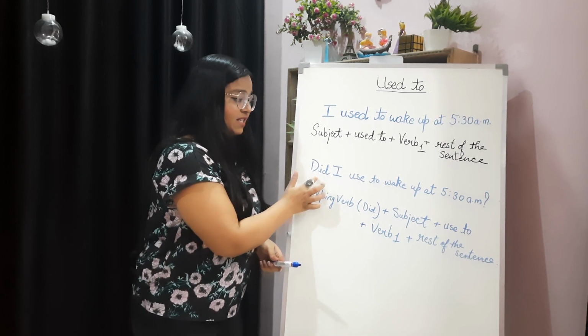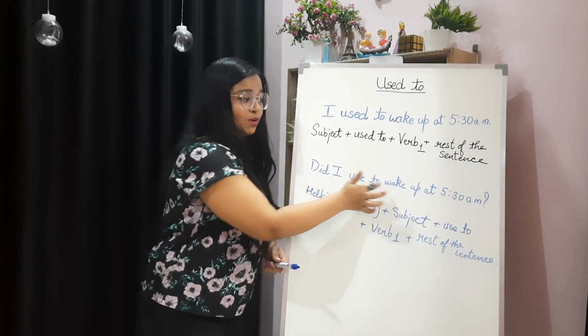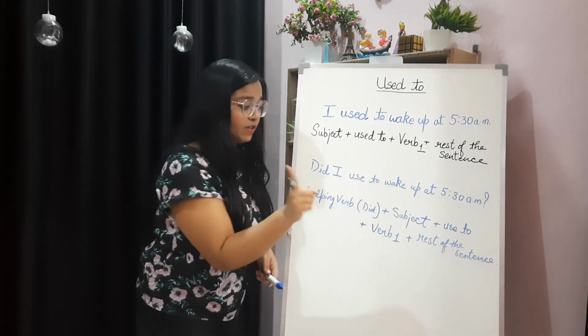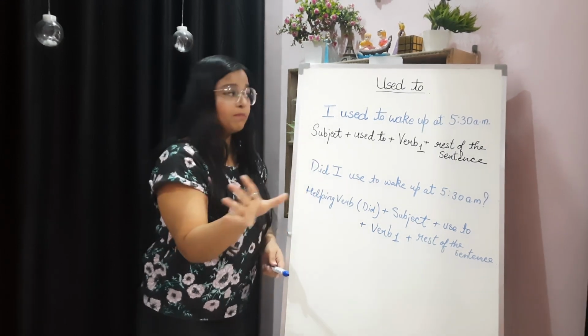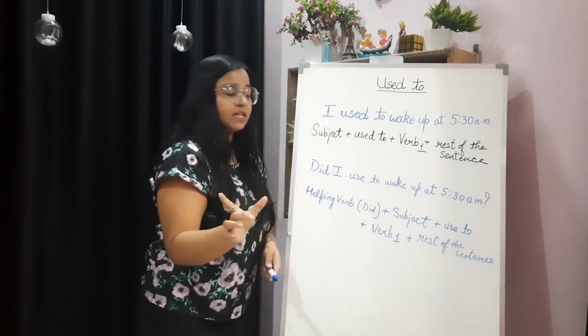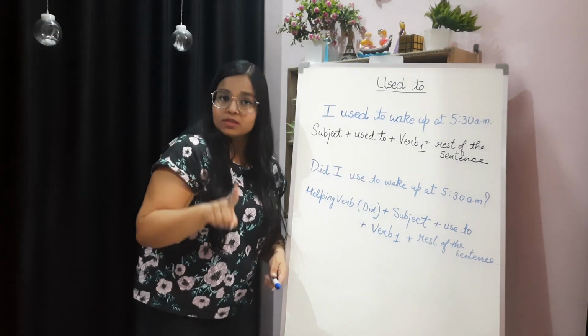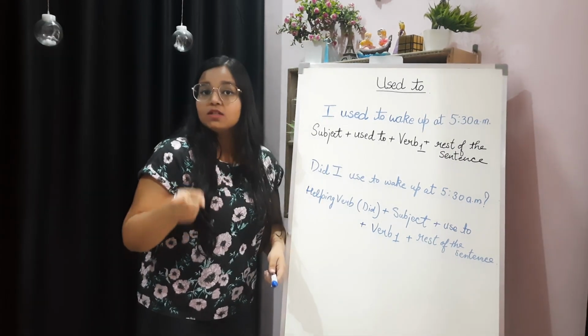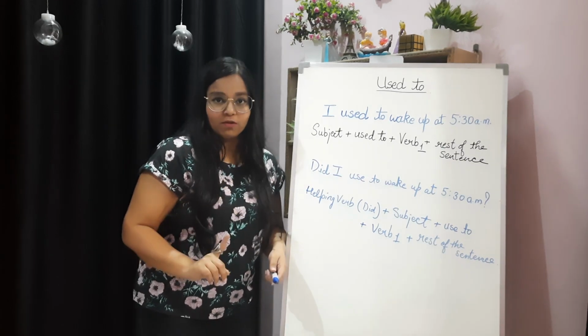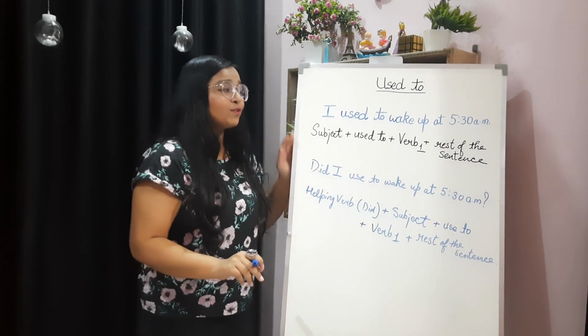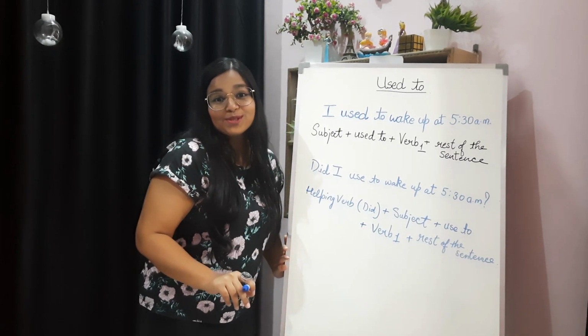So here did, subject plus use to, our verb will always remain in first form. Remember, after this expression, it's fixed. We are using the verb in the first form, whether it's a positive sentence, a negative sentence, or a question form of the sentence. So this was all about used to.